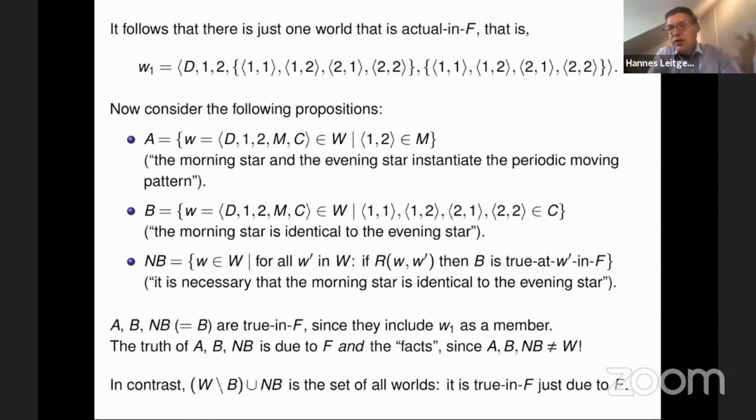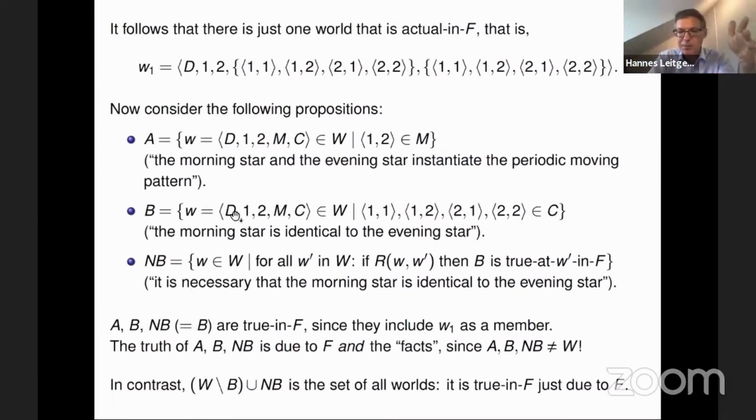So now we can do the same thing as before. Look at propositions. So for example, collect all the worlds that include the pair 1, 2 in their movement pattern. So roughly that's the proposition that in ordinary language we would express by the sentence, the morning star and the evening star instantiate this periodic movement pattern. Okay, because they stand in the movement pattern relation with respect to each other. You collect all the worlds in which they stand in the movement pattern and you exclude the worlds in which they do not. Okay, that's the proposition A.